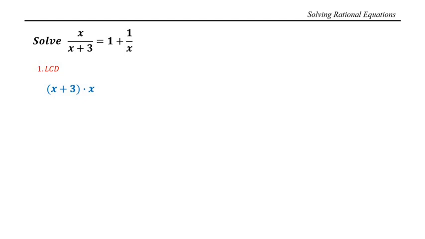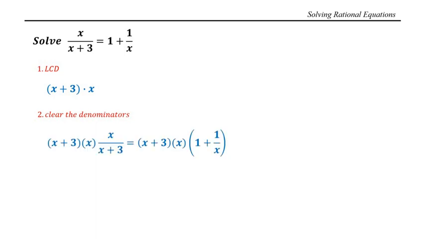Our next step is to clear the denominators. So we're going to take that least common denominator and multiply it by both sides of this equation. Now before I get any further, if you need more help with the least common denominator, I go over it in some of my other videos, so please go check that out. But to clear the denominators, we multiply both sides of this equation by our least common denominator. Now we're going to have some things that cancel out, but first, let's multiply this all the way through.